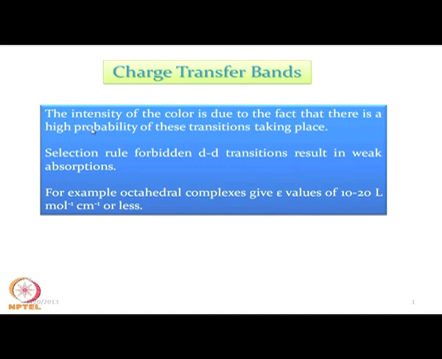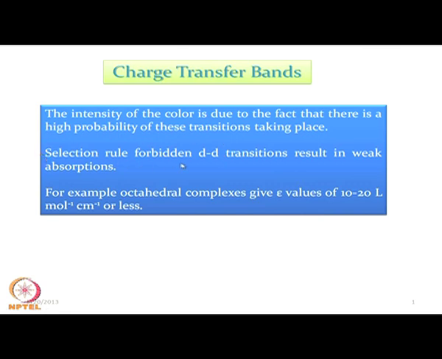One important factor for this is that the intensity of the color is due to the high probability of these transitions taking place. The selection rules, whether it is the Laporte selection rule or the spin selection rule, cannot be operative over here. So, it is a highly allowed transition, and since the transition is very much allowed, we get a correspondingly high probability of these transitions. That is why we get very high intensity, and the molar absorptivity is also very high, of several thousands.